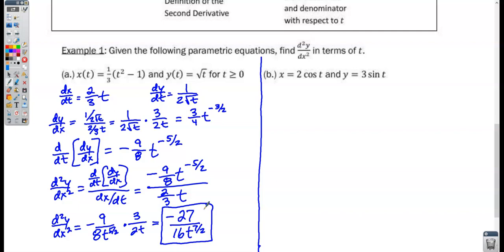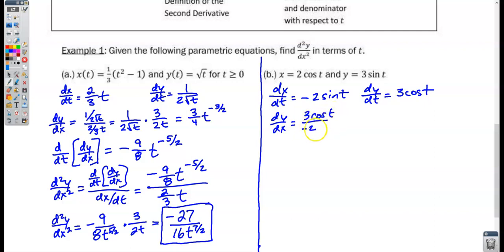All right, let's go ahead. We'll do the same thing in part B. We're going to find the second derivative in terms of t. And so first I find dx/dt. It's going to be negative 2 sine of t, and dy/dt is going to be 3 cosine of t. So dy/dx is equal to 3 cosine of t over negative 2 sine of t, which is negative 3/2 cotangent of t. I'm certainly welcome to simplify that to help me take the derivatives of things.